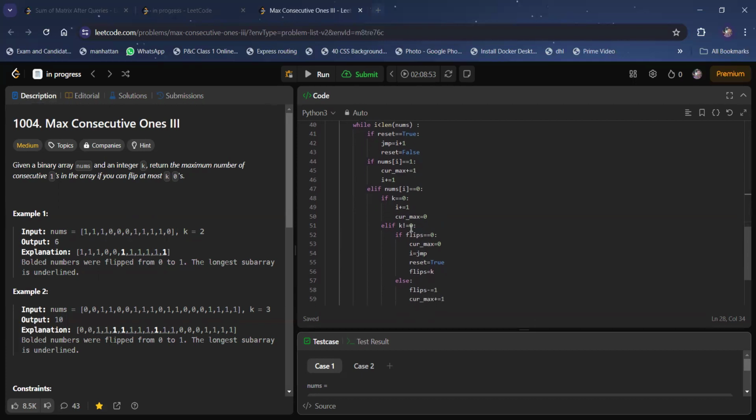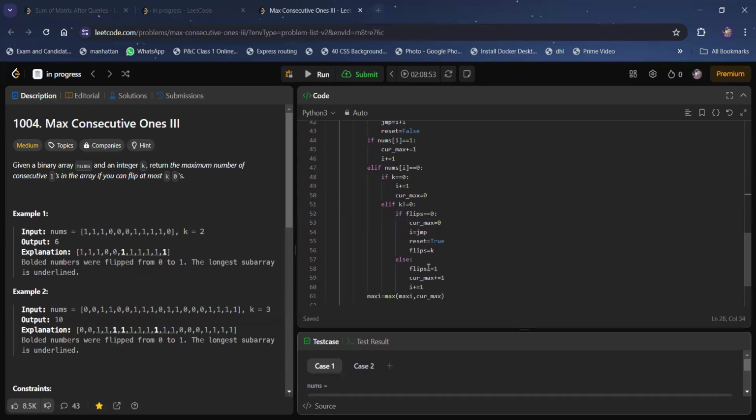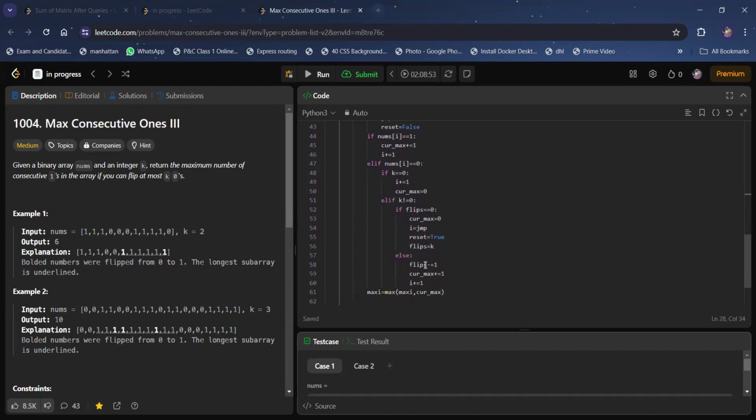And what if the number of flips has not been exhausted? Like there were two flips possible and I have made just one flip. In that case I'm reducing flips, and the second thing is I'm increasing the current maximum, the current count of ones. Let's say at this number I can make a flip. I made one flip and I increased the count to 4. So count is increasing in two cases: either I see a 1 and I increase the count, or I see a 0 but it is still in the flip range, so I can still flip that 0 to 1. In that case I'm increasing the current maximum, and I'm incrementing I so that I go to the next number.